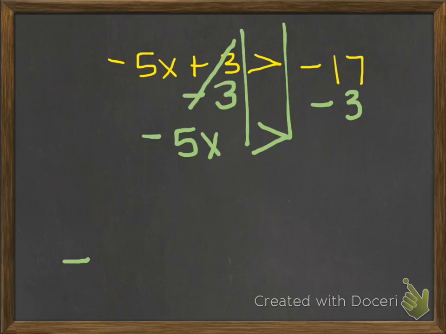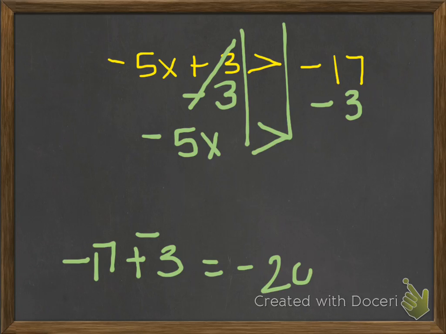With these, whenever I have negative numbers, I like to write them out side to side so that I can remember my rules. When I subtract with negatives, I use keep, change, change. And so now it's negative 17 plus negative 3 equals negative 20. I think some of you might have been thinking it was negative 14. Don't make that mistake. It's negative 20.